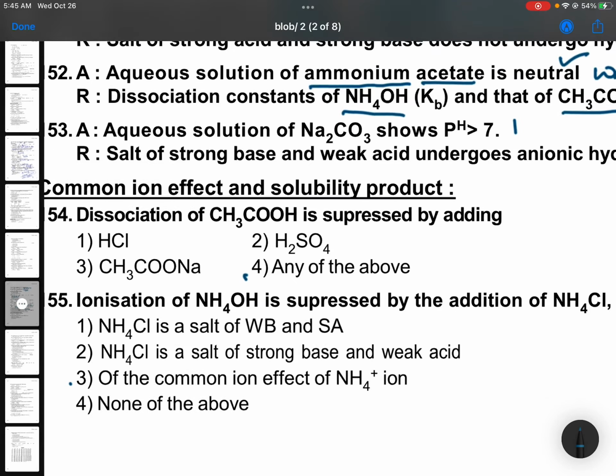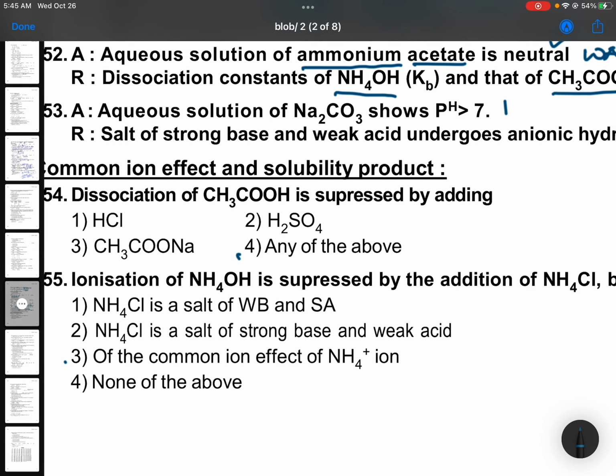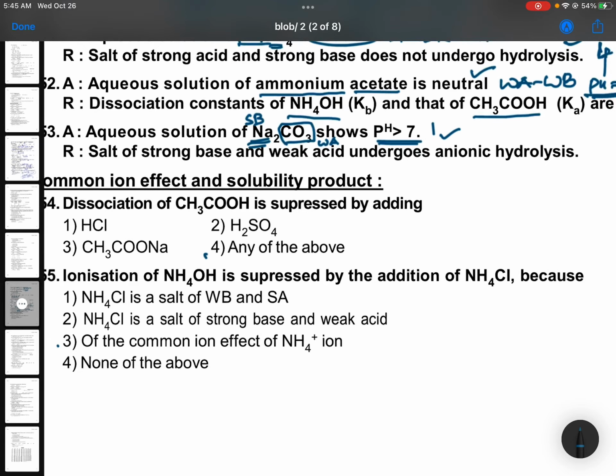Aqueous solution of Na2CO3 shows pH greater than 7. True, because this is made up of weak acid and strong base. So pH greater than 7 is right. Salt of strong base and weak acid undergoes anionic hydrolysis. Weak acid and strong base, example, you can take Na2CO3. In that CO3 2 minus undergoes hydrolysis to form H2CO3 plus OH minus. Because of this OH minus, that is alkaline in nature and pH is more than 7. So exactly correct, both statements and correct explanation.